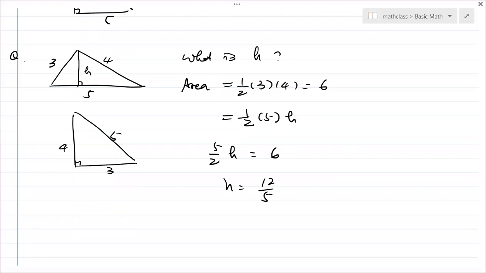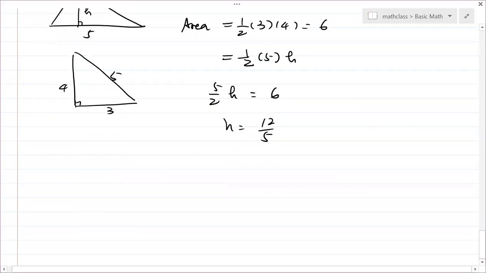Okay, when you go home, look at the notes first before you do the homework. Okay, so for a right triangle, if the three sides satisfy the Pythagorean theorem, they're right triangles.